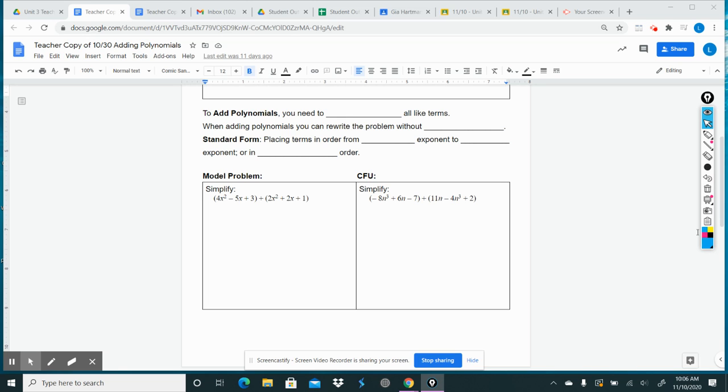Okay, so today's video is on adding polynomials. I'm not going to focus on the do now. I'm just going to solely focus on the mini lesson, model problem, and check for understanding.